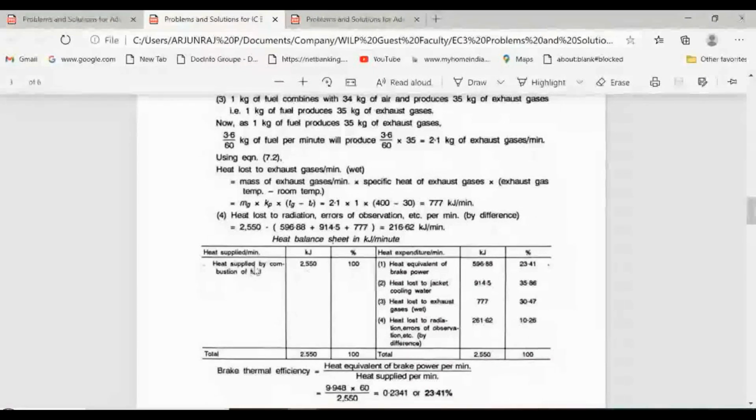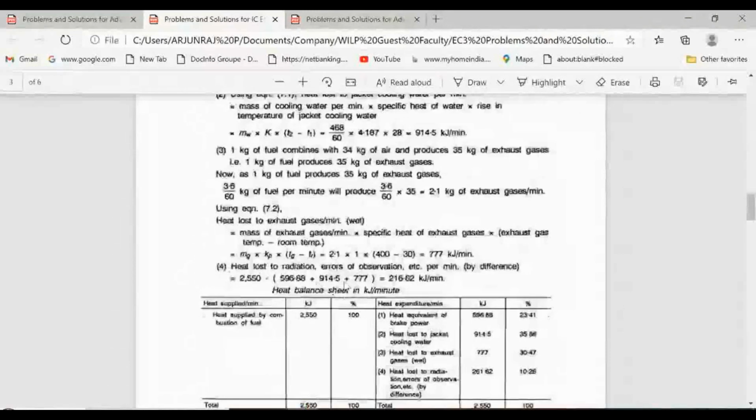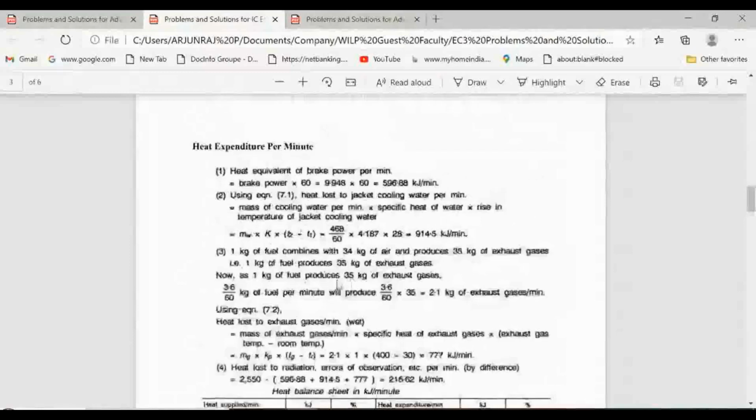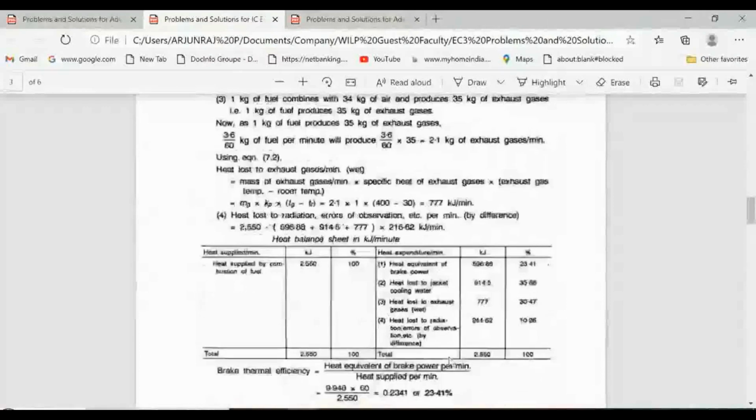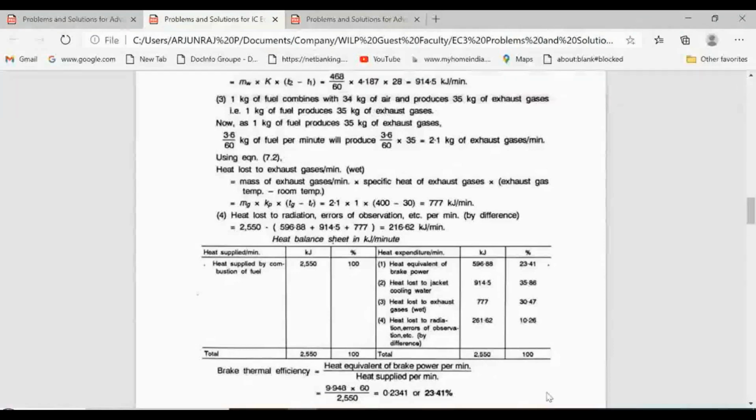It is nothing but the energy supplied, or heat supplied, minus the brake power, the exhaust gas and also the cooling water. When you subtract all these, you get the heat loss to the radiation. And again, you need to balance this, the heat balance. You have to do it in a similar fashion as in the last problem.